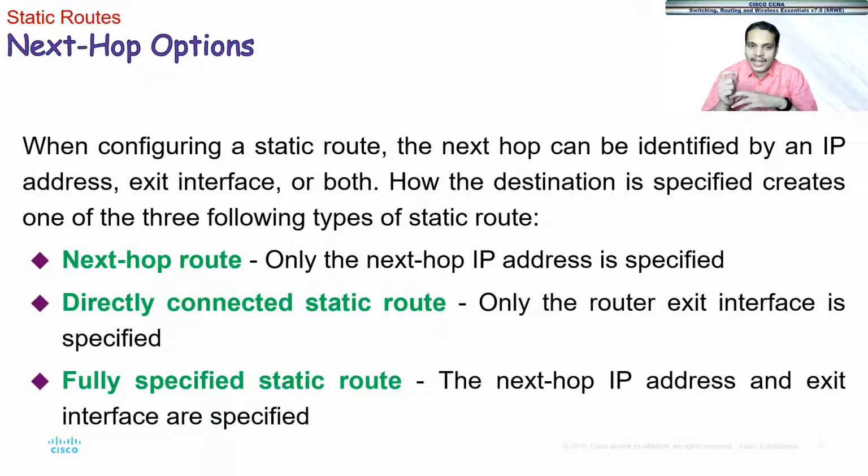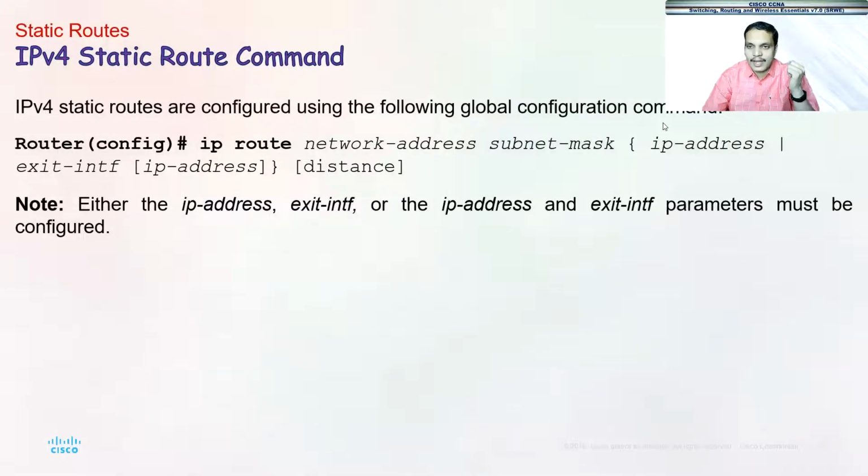The second one is called a directly connected static route. Here, we only specify the router's exit interface, that is, through which the packet should be sent out. If we specify both the next hop IP address as well as the exit interface, then we call it a fully specified static route. These are the 3 variants. Based on the type of information that you provide, whether just the next hop IP address, the exit interface on the router, or both, we can have any of these 3 types of static routes. This is the command through which we use it.